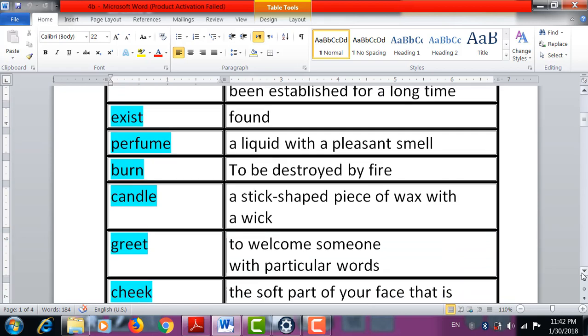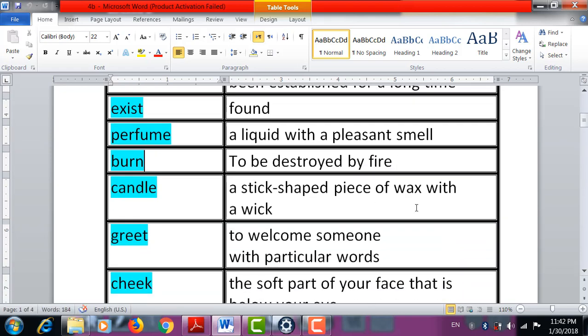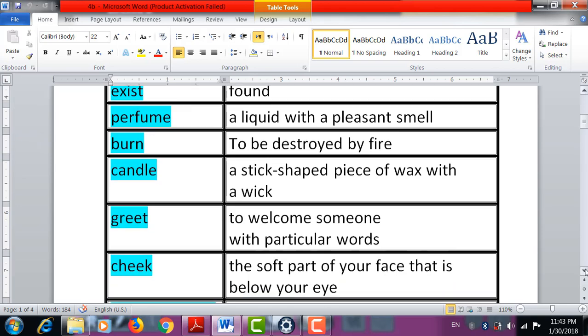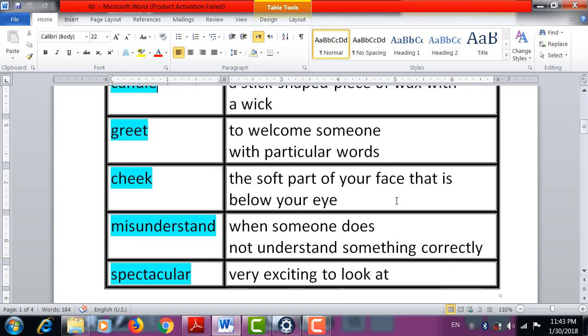We have here candle. Candle means a stick-shaped piece of wax with a wick. Wick means the string inside this piece of wax. It gives us light, or we use it in birthday parties to put in the cake. Greet means to welcome someone with particular words, like when you say good morning, good evening, peace be upon you, hi, hello. These are kinds of greeting, right?